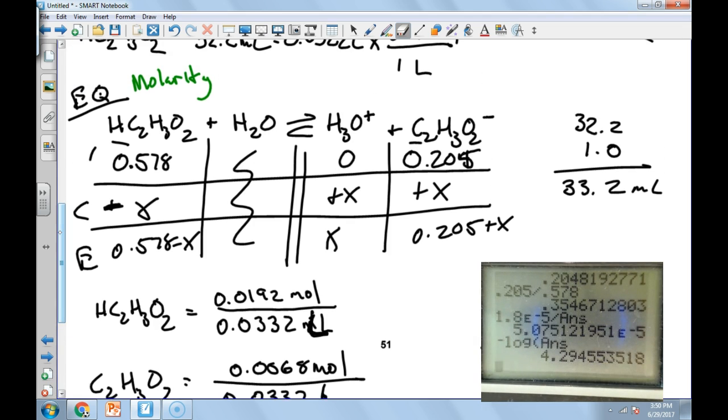So, take the video, look at what I've done, model that, pause, rewind, fast forward, stop, and hopefully this is going to help you write up this lab and understand what's going on in a buffer solution.